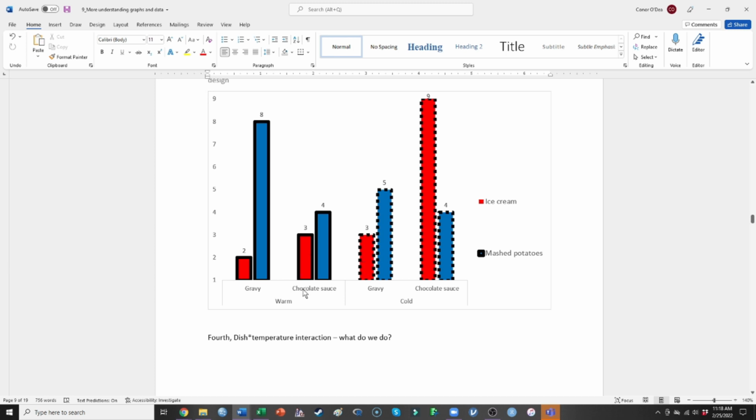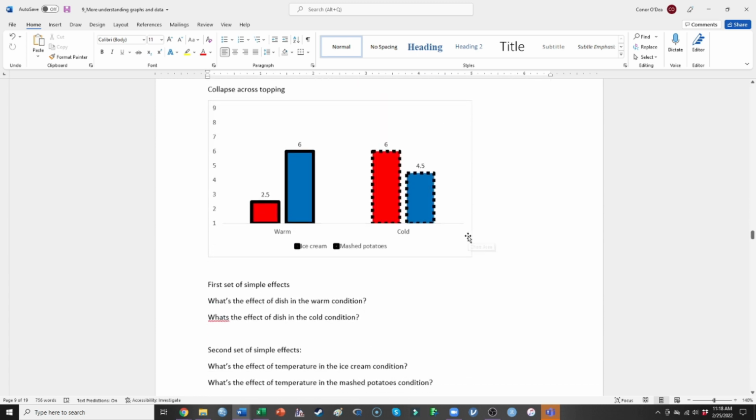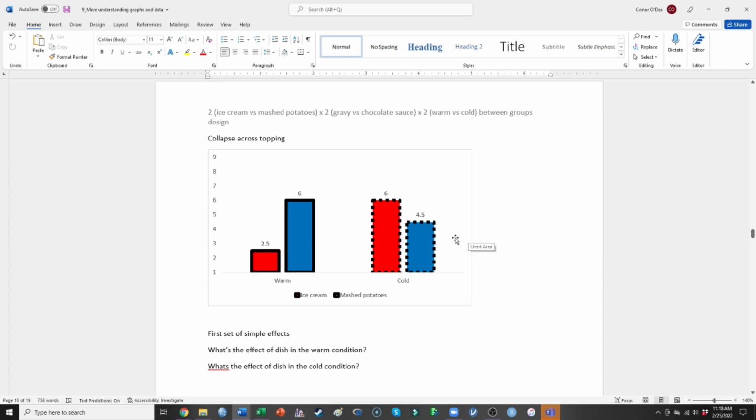So what I'm going to do is calculate the mean for ice cream in the warm condition. So I'm going to collapse this 2 and this 3 together. Then I'm going to look at the mean for mashed potatoes in the warm condition. I'll collapse this 8 and this 4 together. Then I'm going to look at ice cream in the cold condition. I'll collapse this 3 and this 9 together. And then I'm going to look at mashed potatoes in the cold condition. I'll collapse the 5 and the 4 together. And when I take those averages, I get a graph that looks like this.